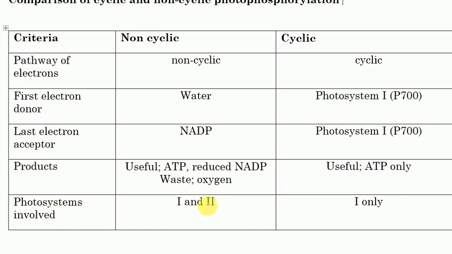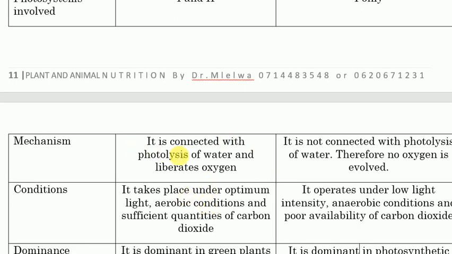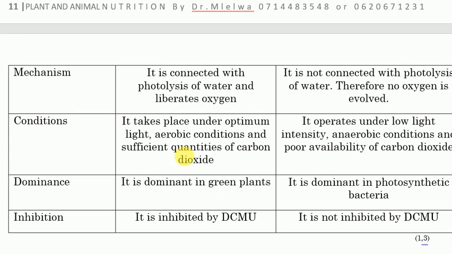Photosystems involved, here we have photosystem 1 and 2, and in the cyclic we have photosystem 1 only. And in terms of mechanism, non-cyclic is connected with the photolysis of water and liberates oxygen, while cyclic is not connected with photolysis of water, and therefore no oxygen is released. In terms of condition, non-cyclic takes place under optimum light, aerobic condition and sufficient quantities of carbon dioxide. And cyclic operates under low light intensity, anaerobic condition, and poor availability of carbon dioxide.